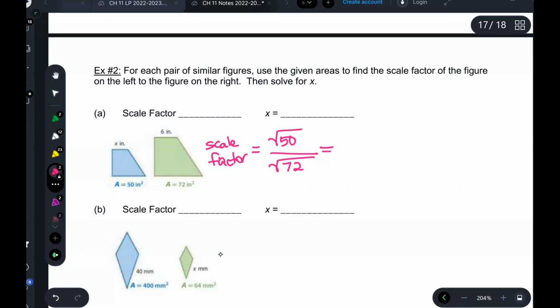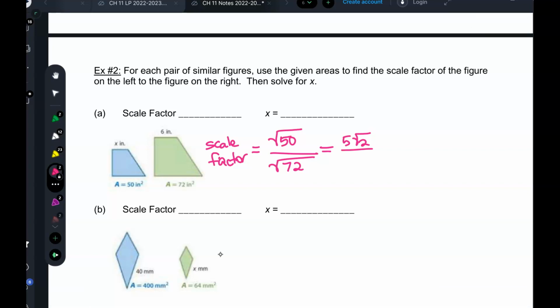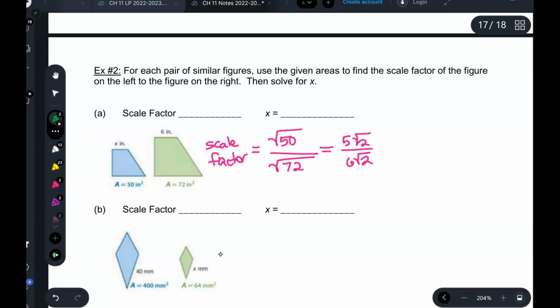Okay, what's square root of 50 in simplified form? 5 root 2. Wait, you don't do it equal to the other sides? Okay. The first thing we do is we want to find the scale factor. So we're working backwards. I got 0.83. What's square root of 72? 6 root 2. Oh my god. Okay, so what cancels? The 2s. The root 2, so I just get 5 over 6.